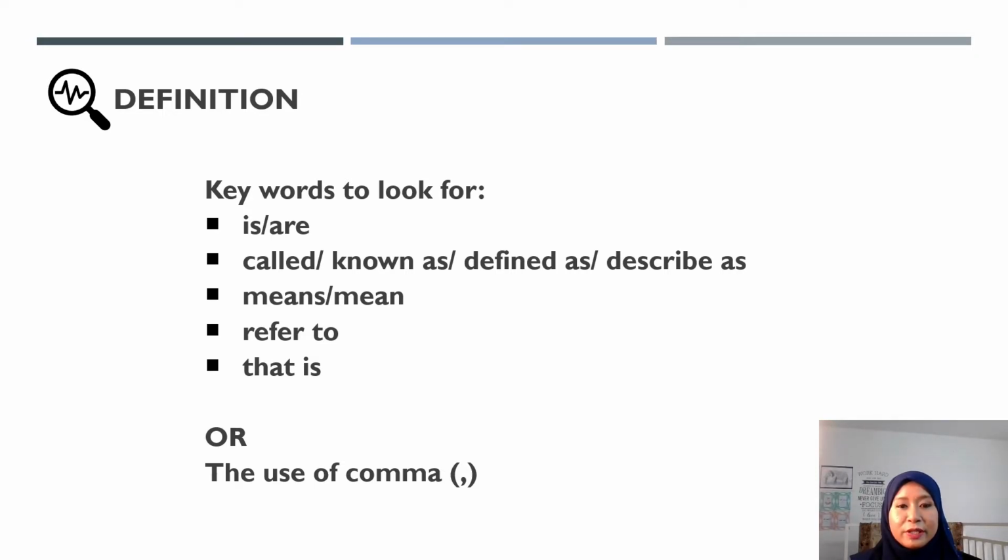So, the definition. We can see whether the writer has already defined the unknown words. Here, the writers would probably use specific words, phrases, or statements to define something. What we need to do is to recognize the keywords. Examples of the keywords to signal definitions are is or are, called, known as, defined as, described as, means, mean, refer to, that is, or sometimes the writer might use commas.